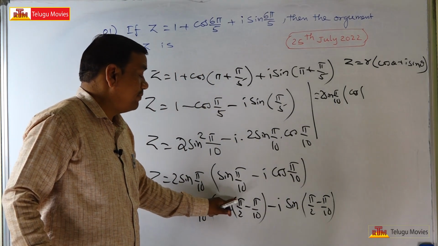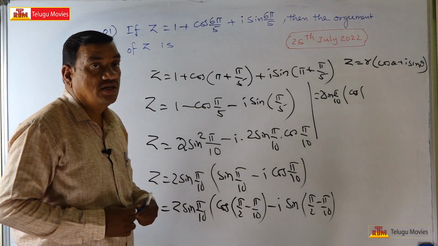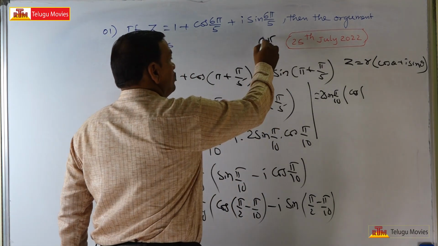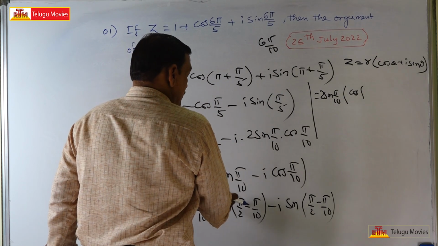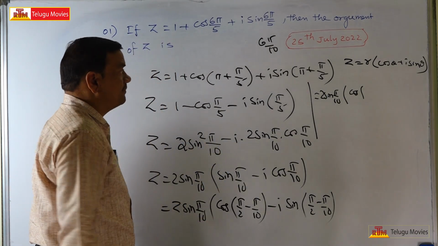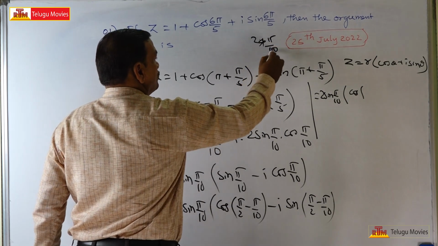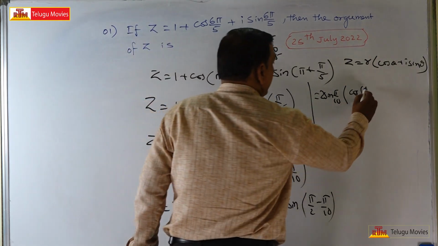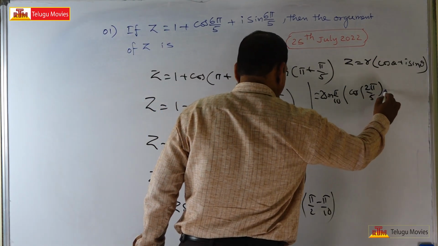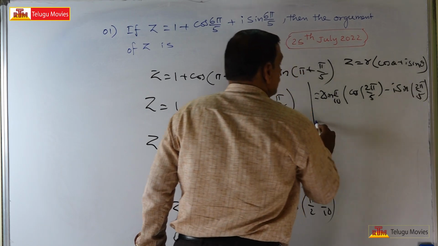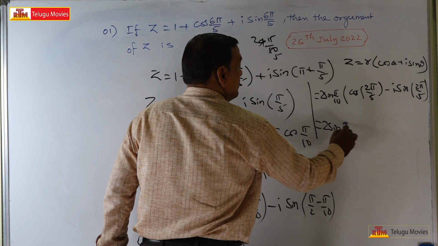Here 5 pi minus pi, 6 pi by 10. So 6 pi by 10, that is 6 pi by 2 means what? This is 5 pi minus pi, 5 pi minus 5, 4 pi by 10. That means 2 pi by 5. So this is 2 pi by 5 minus i sin 2 pi by 5.